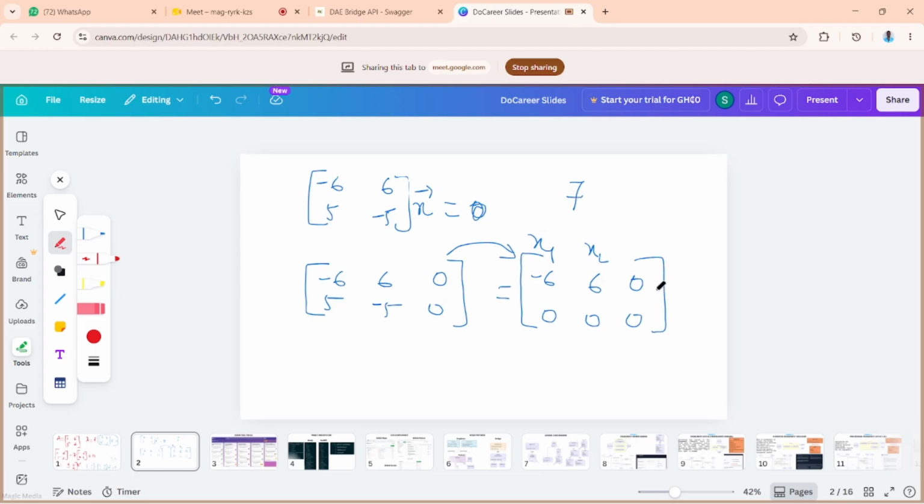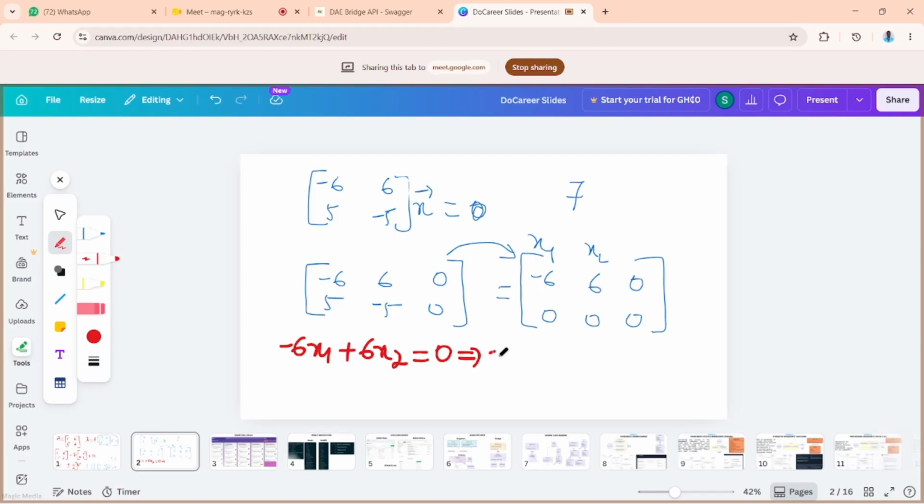After you confirm that, they can ask you to deduce at least one eigenvector from it. So we need to look very closely and focus on the free variable. That's what we are looking for. The free variable is x2. In this case, the only equation you can write here is negative 6x1 plus 6x2 equals 0.